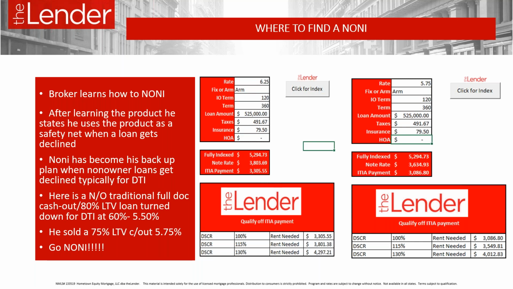So where to find Nonis? They're sitting in your pipeline. They could be your declines converted into a funding. So on this deal, I've got a very conservative broker. Been doing business with him for years and years. And he charged a point. So he made $5,000 versus nothing. So there's another way to find a Noni.